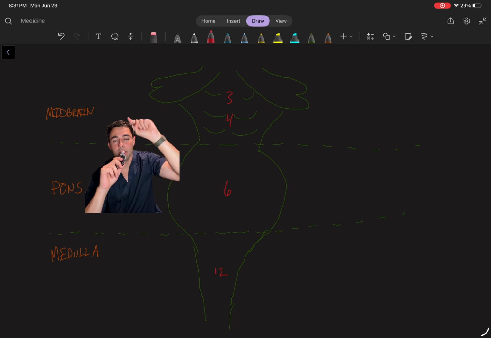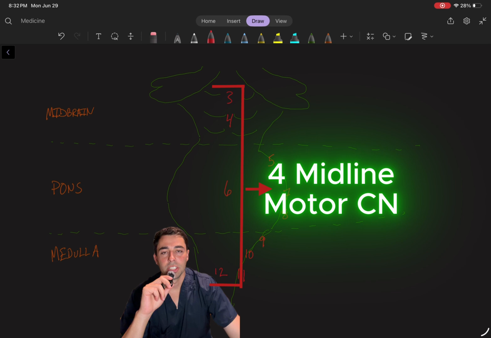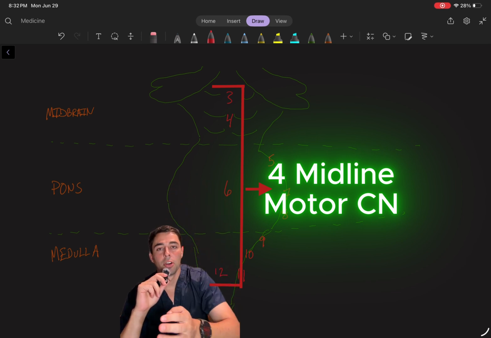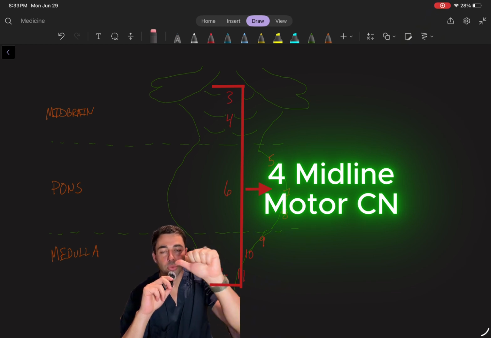Cranial nerve 1 and 2 originate outside the brainstem, the olfactory nerve and the optic nerve. Cranial nerve 3 and 4 are in the midbrain. 5, 6, 7, and 8 are in the pons. 9, 10, 11, and 12 are in the medulla. And lastly, there are 4 motor cranial nerves in the midline. You can remember these because they all are able to divide into 12. So 3, 4, 6, and 12.